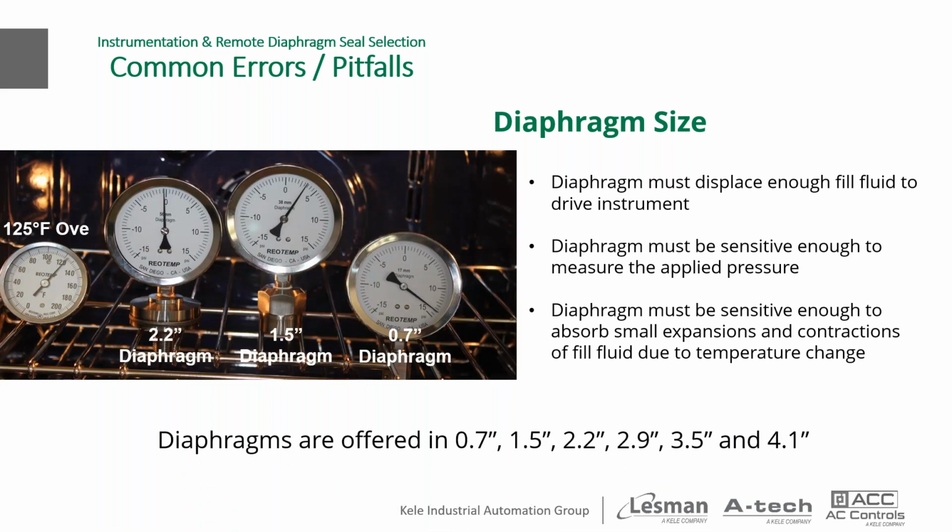Diaphragms overall are offered in 0.7 inch, 1.5 inch, 2.2 inch, 2.9 inch, 3.5 inch, and 4.1 inch. And the variety is there to allow for the most efficient transmission of pressure, depending on the range and what the instrument actually requires.